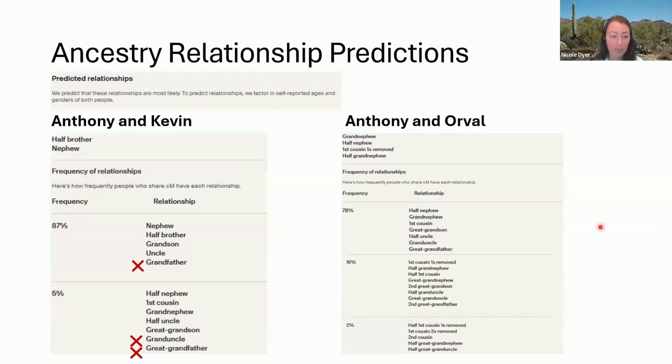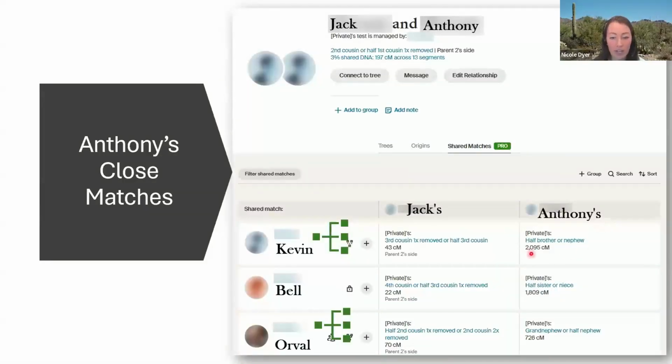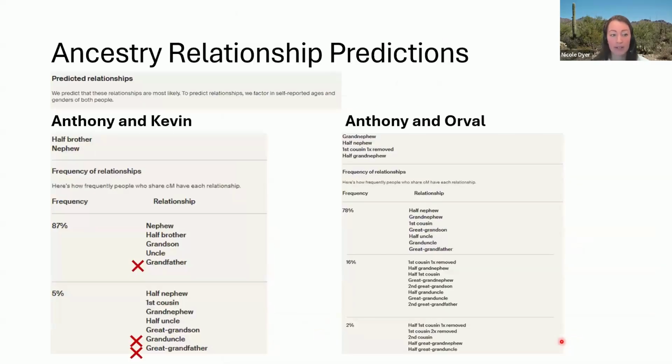These relationship predictions from Ancestry are not showing you everything. Right here on the page, we saw half-brother or nephew. So Anthony is Kevin's half-brother or nephew, and then Orville and Anthony are grandnephew or half-nephew. So it gives you the top two. It takes into account the age of the individuals, the self-reported age that they give to Ancestry. It doesn't tell you their age, but it supposedly incorporates that. It also uses the genders of both people, and then it tries to predict the most likely relationships. So it shows you the first two here and on that shared matches page.